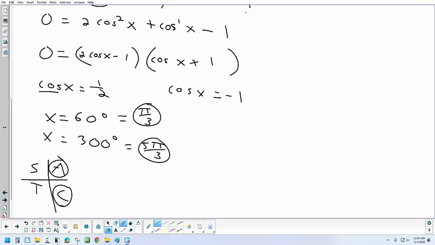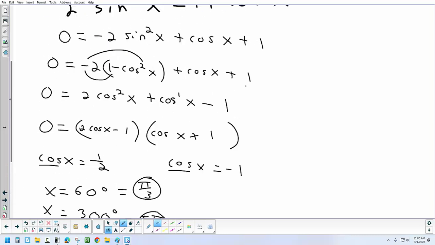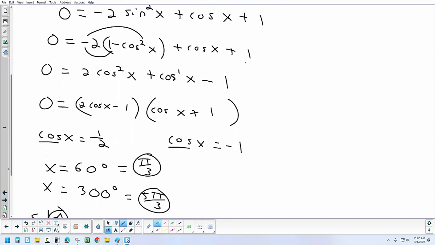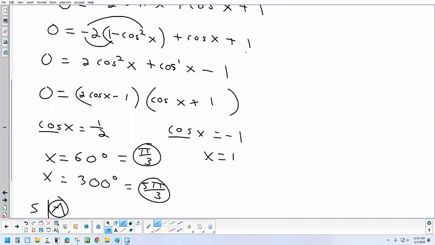Okay, so there's our two answers where cosine equals 1/2. And what angle on the unit circle has an x value of -1? There's only one angle. Yep. Is it 180? Yep, 180. And if you change that to radians? Is that negative pi? Well, our answer has to be between, we generally stick between 0 and 2 pi. Pi. Pi, yeah.